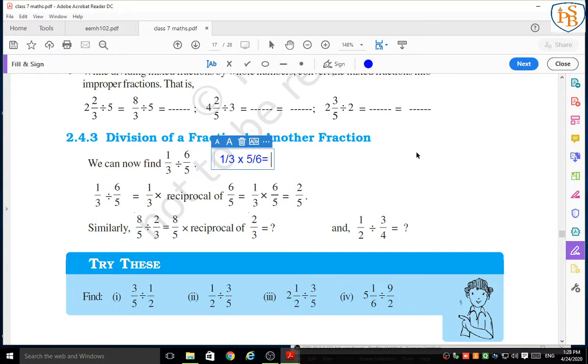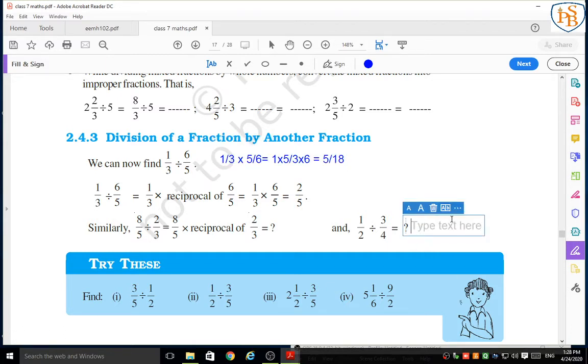So my next step will be multiplication. So it is 1 into 5 upon 3 into 6. So my answer is 5 ones are 5 and 3 sixes are 18. This is my answer. Look here carefully. Now I am going to solve this question also.